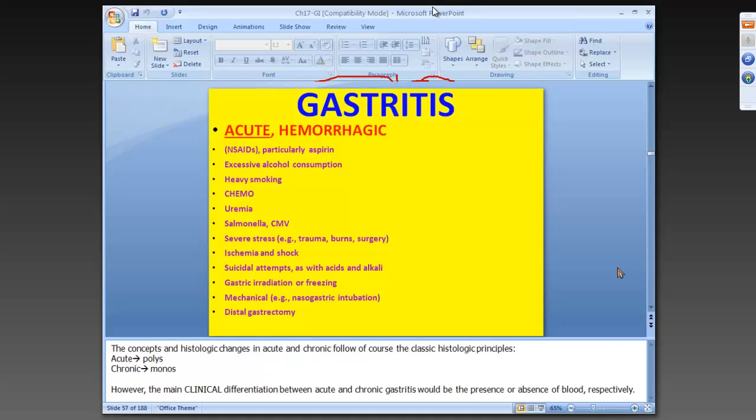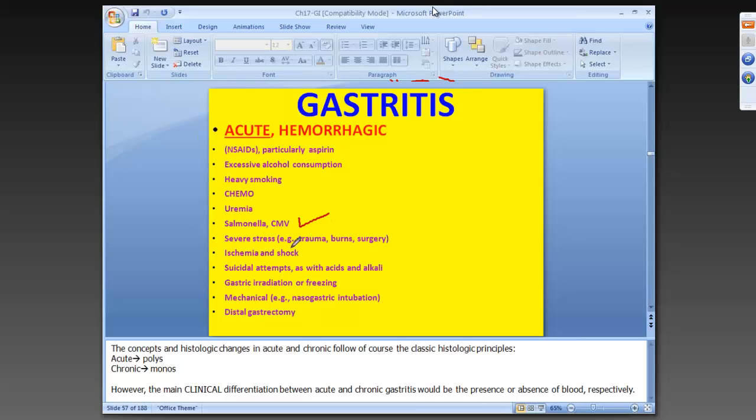There's acute and hemorrhagic gastritis, and normally the causes are non-steroidal anti-inflammatory drugs, especially aspirin. That's probably the most commonly presenting one in the ER. Also excessive alcohol consumption, heavy smoking, chemotherapy, uremia, salmonella, cytomegalovirus. Now you see there is an inflammation produced by an infection when you have characters involved. Which characters? In this case, salmonella, cytomegalovirus, or H. pylori, right?